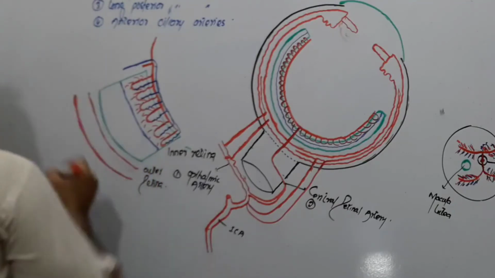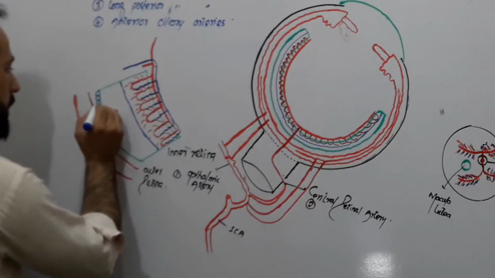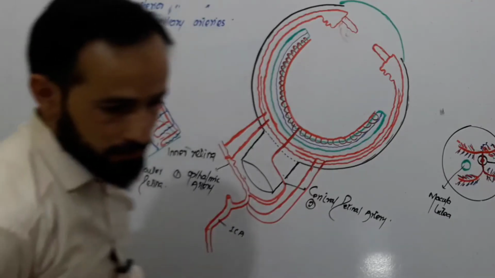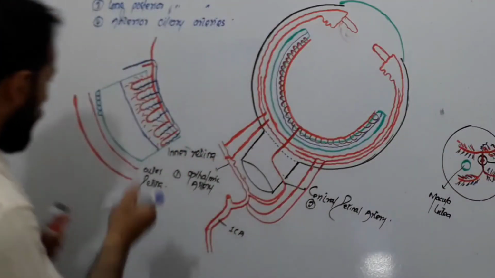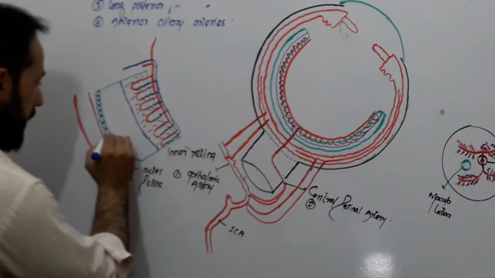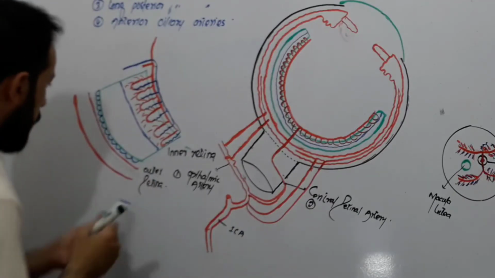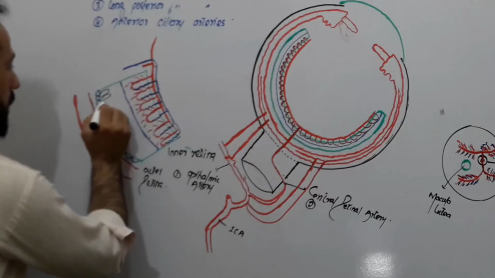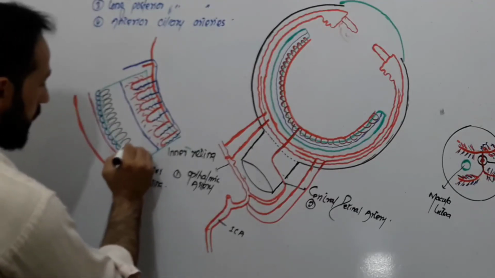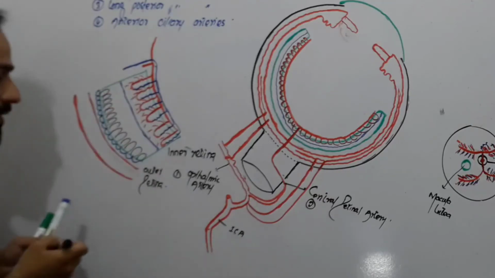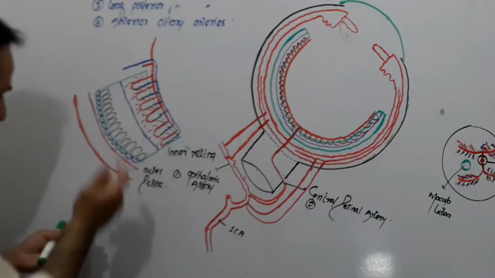We know the first layer of your retina was the retinal pigment epithelium. The first layer of retina was retinal pigment epithelium, right? Then there were the rods and cones cells, right? And then there were other groups of cells. We know that well. So this is the simplified structure of the retina.